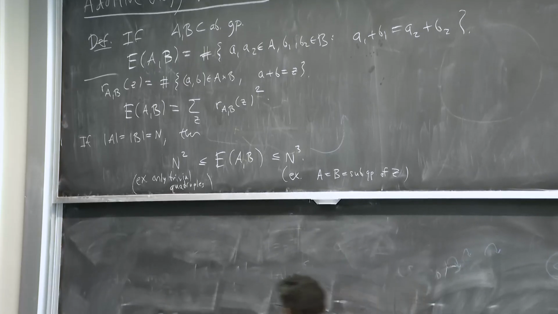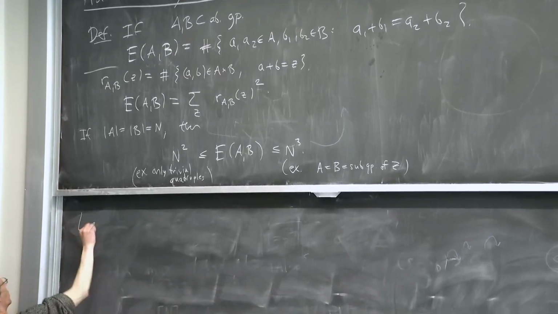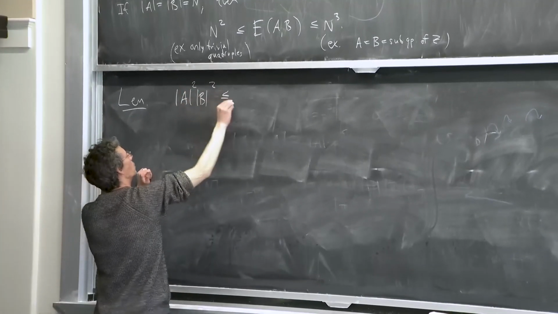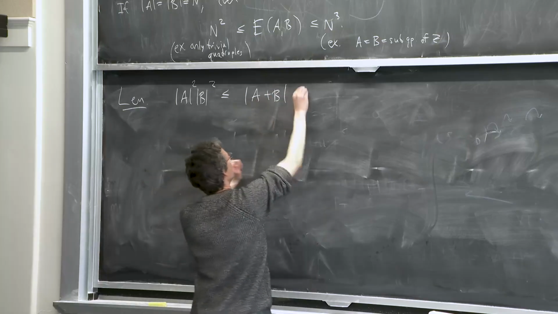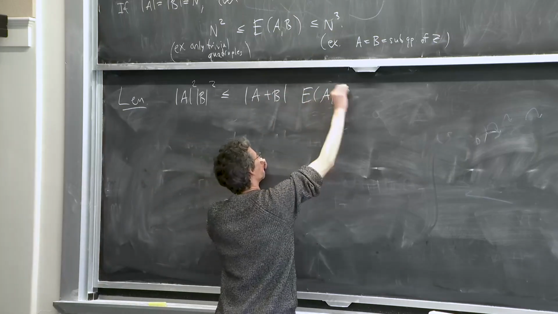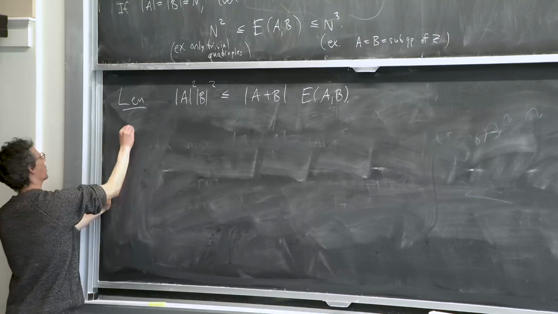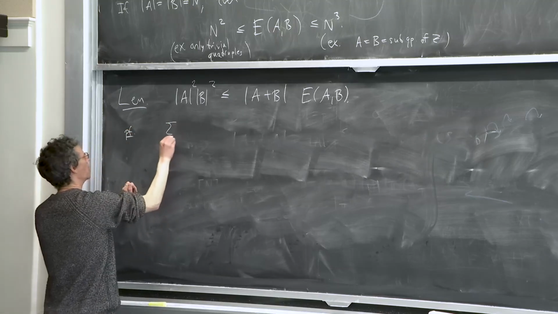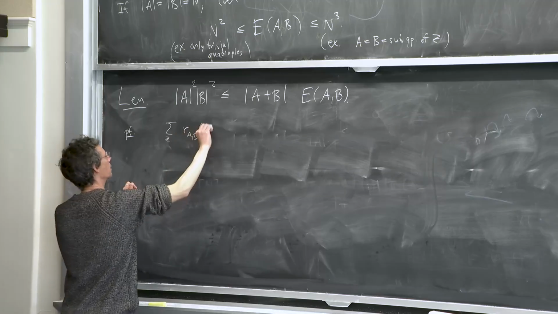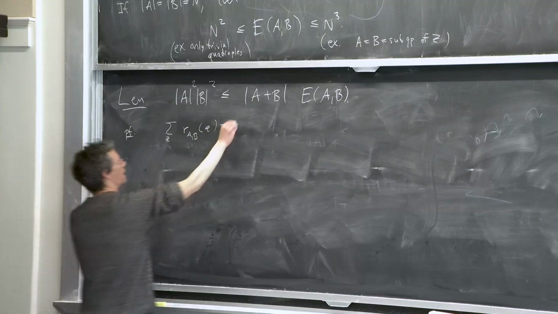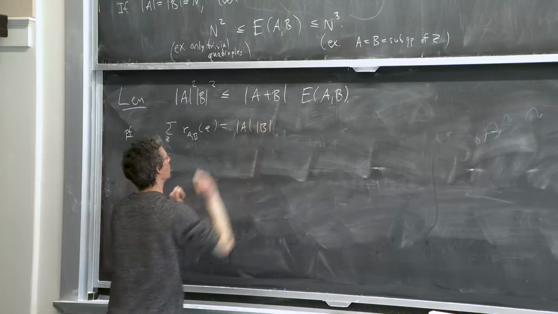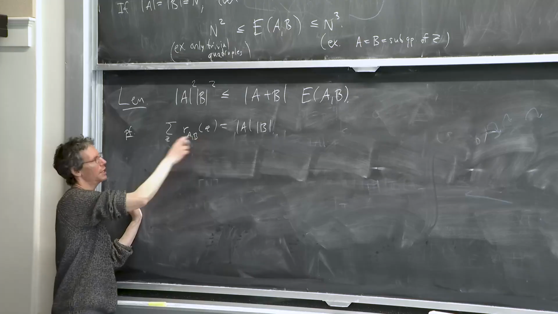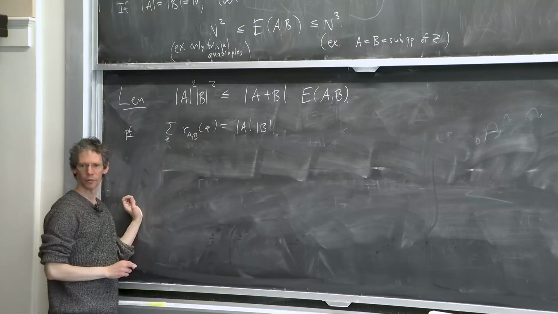OK. So there's a lemma that says the size of A squared times B squared is at most the size of A plus B times the energy between A and B. The proof of this is just Cauchy-Schwarz. If I add up over Z R_AB of Z, I get the size of A times the size of B. This is by double counting. Every time I add somebody in A and somebody in B, I get some Z. I add this up, I get all the pairs.